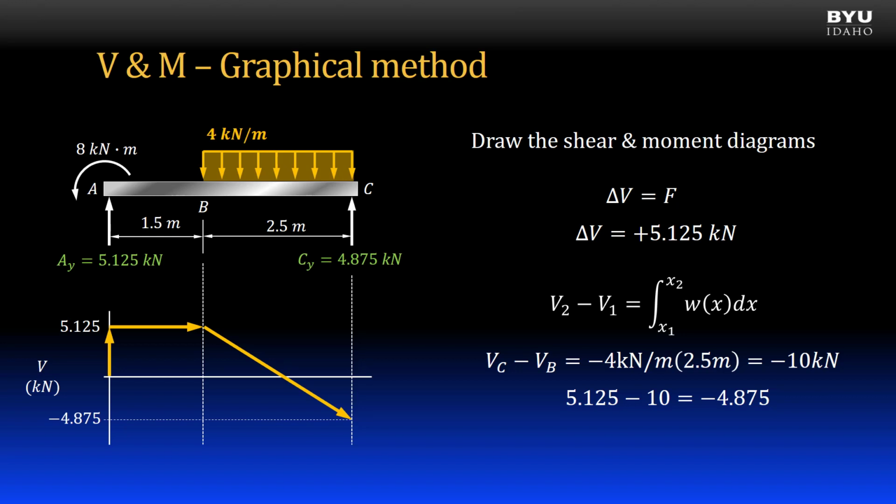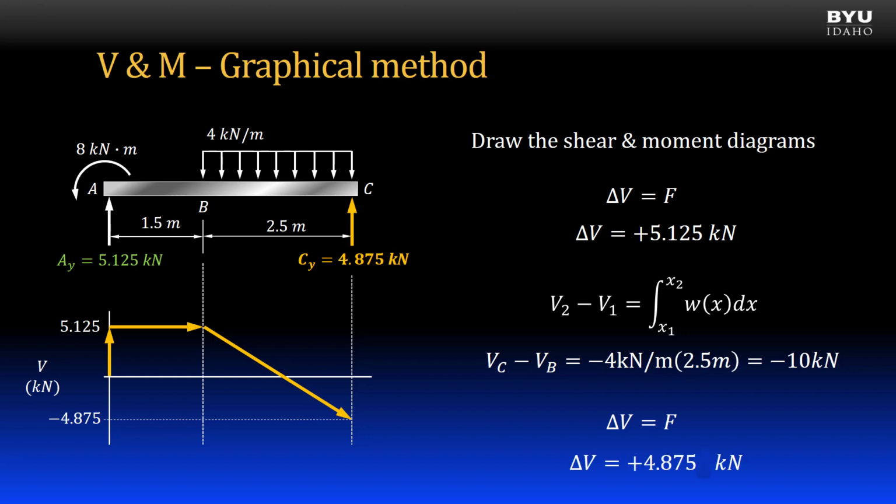Note the application of the rule that the derivative of the shear, or slope of the shear diagram, is equal to the distributed load. Since the distributed load is a constant negative 4 kilonewtons per meter, then the slope of the shear diagram is also constant. In other words, it is linear with a slope of negative 4. At C, we have another point force. So the rule is, we see a jump equal to the force. The force is positive 4.875 kilonewtons, which jumps us up to 0. The fact that we ended at 0 gives us confidence that we did it correctly, because we always want to end at 0.